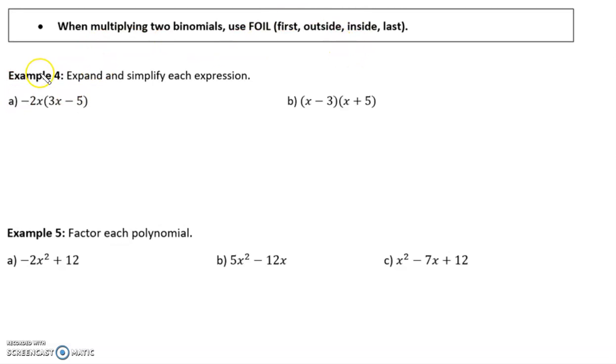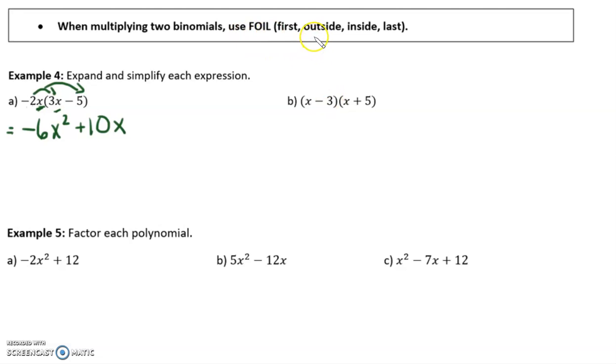Okay, so in example 4, expand and simplify each expression. So we have a monomial multiplied by a binomial here. So all we're doing is simple distributive property. So we distribute this -2 into the bracket, and we multiply -2 times 3, which is -6. And we also have to multiply the x times x, which gives us x squared. Now we multiply the -2 by the -5, which is +10. And we have an x there, so we just put an x. And then that's it.